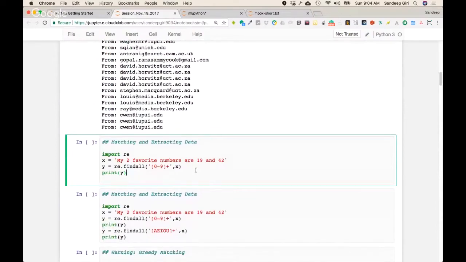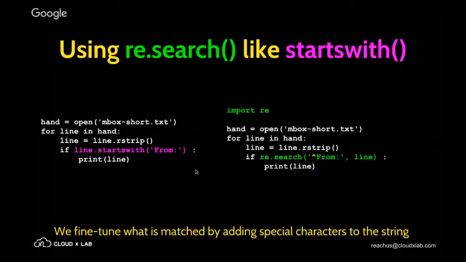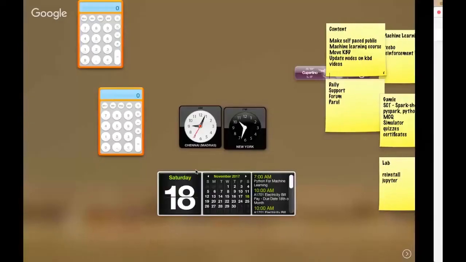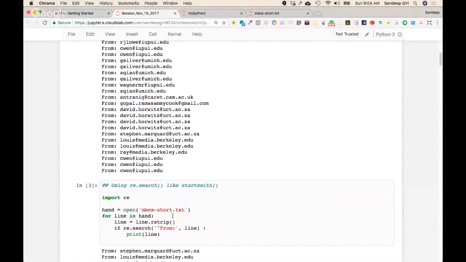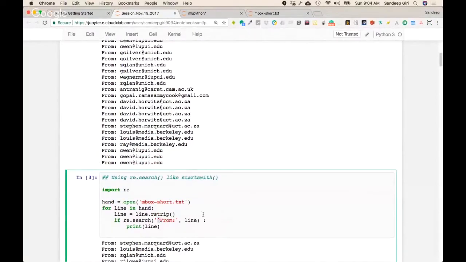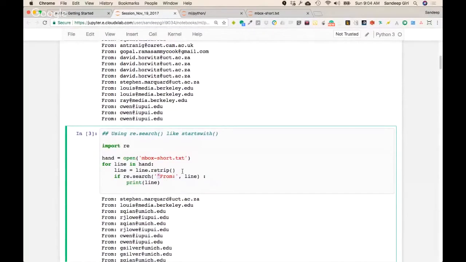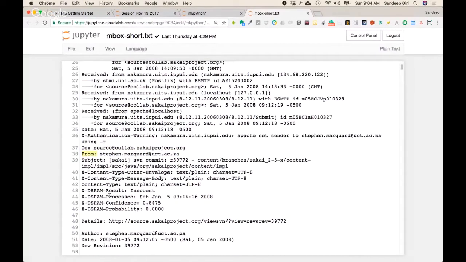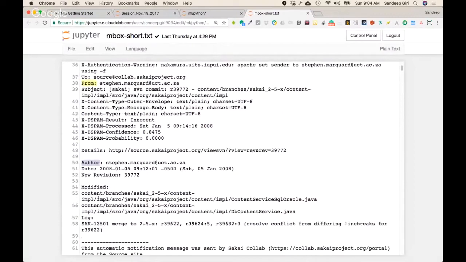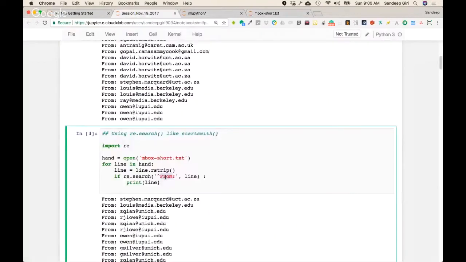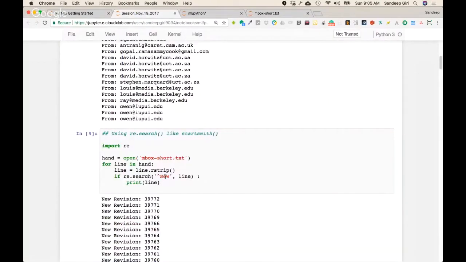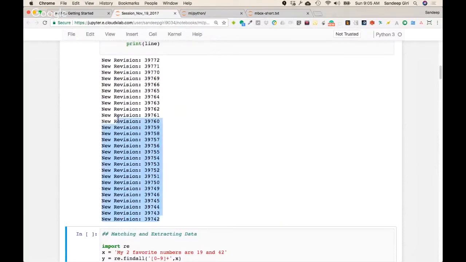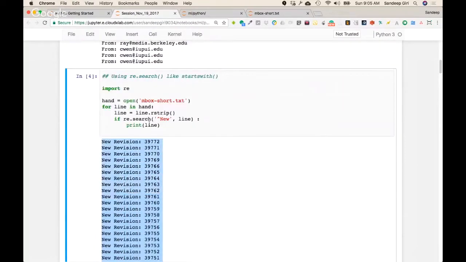Let me start again from the basics. You can see that when we put this caret character, it means that we are looking for this from in the beginning of the line. Let's say we are looking for the word new in the beginning of the line. All we have to do is put new here, and then see that it has extracted all those lines in which new is in the beginning.